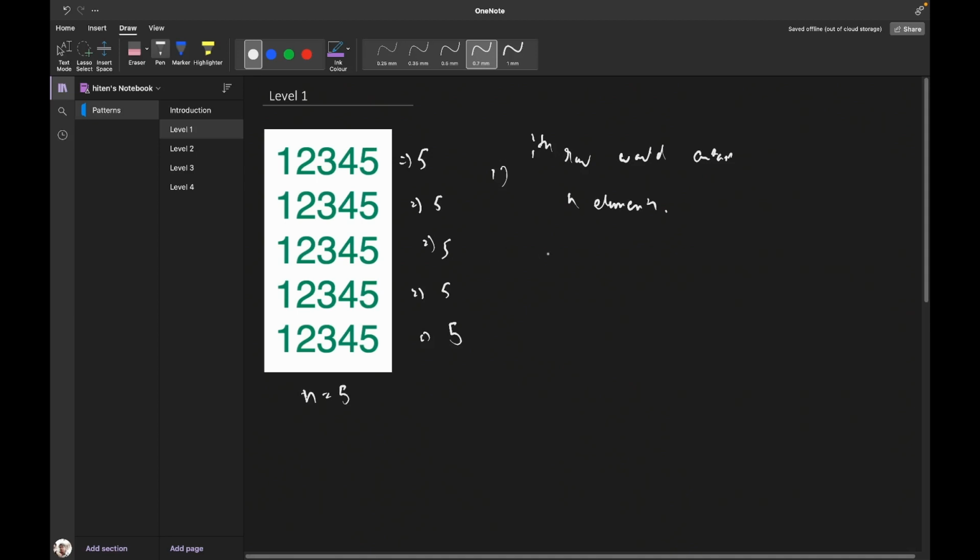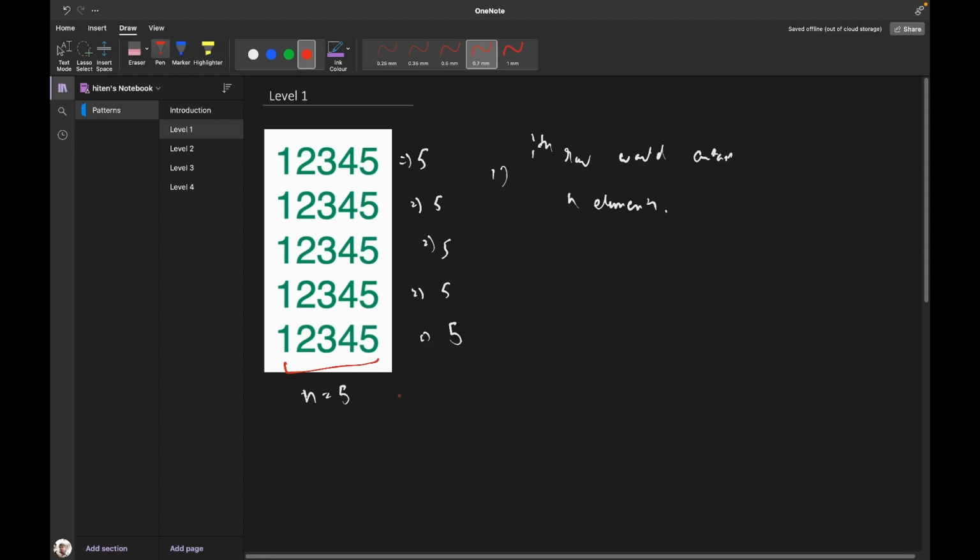Now we need to find a way to print this sequence, this 1 2 3 4 5, on the screen. If we see closely enough, we'll figure out that the first number of the sequence is always 1, and the last number of the sequence is always the value of n.